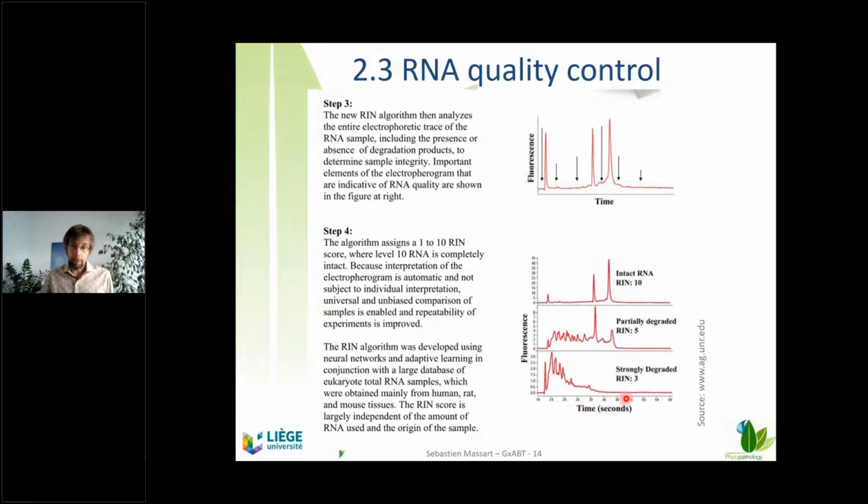And another example here, RIN 3, you get this kind of graph. There is no more ribosomal RNA, but we get a huge amount of very small RNA, meaning that the RNases have just cut down the RNA.